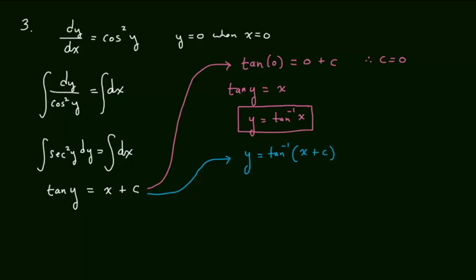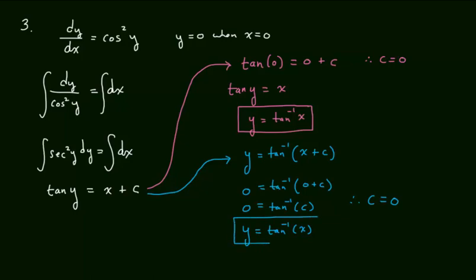Now I'll use the condition 0 equals inverse tangent of 0 plus c, and we can conclude from that that c has to equal 0. It just so happens that c came out to be 0 again, and so y equals the inverse tangent of x, which is consistent with this. Check, check.